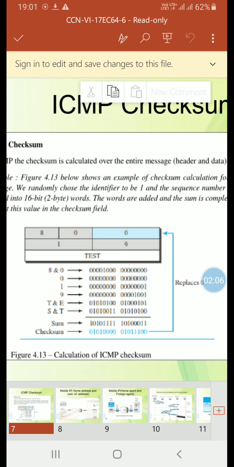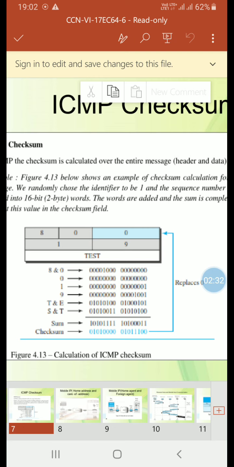So we have to find how much is T, how much is E, how much is S, how much is T, and substitute that. Then find the sum. After finding the sum, we get the checksum. The words are added and the sum is complemented. So take the sum and take its complement.